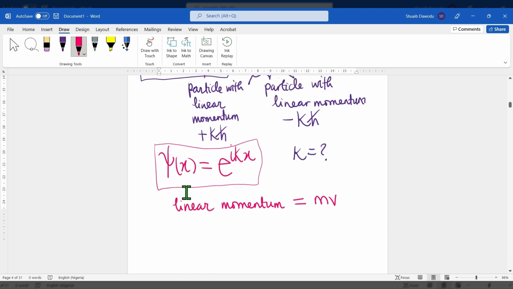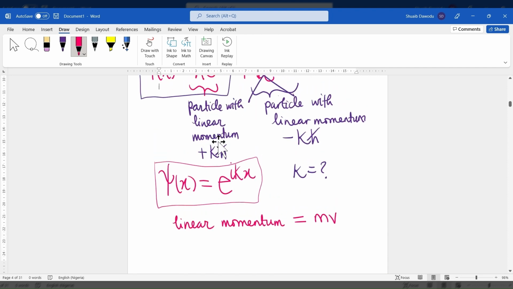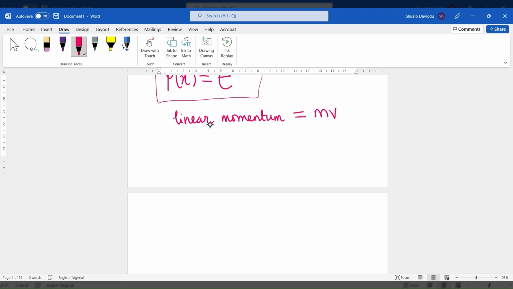But this question also tells us that the particle with linear momentum positive k h-bar, which is basically the particle going towards the right, has momentum positive k h-bar. So we're just going to say positive k h-bar is equal to mass times velocity, because we're solving for k. We know h-bar is a constant value, and we were given the mass and the velocity.